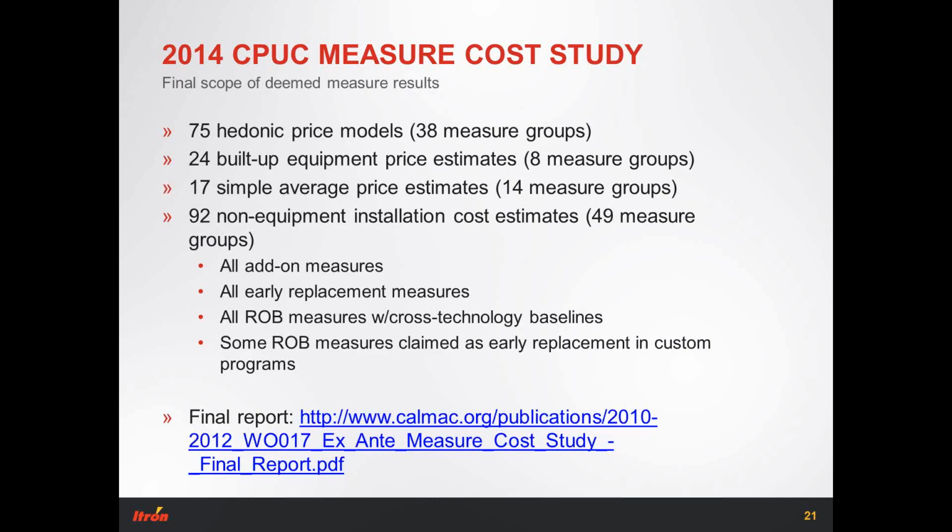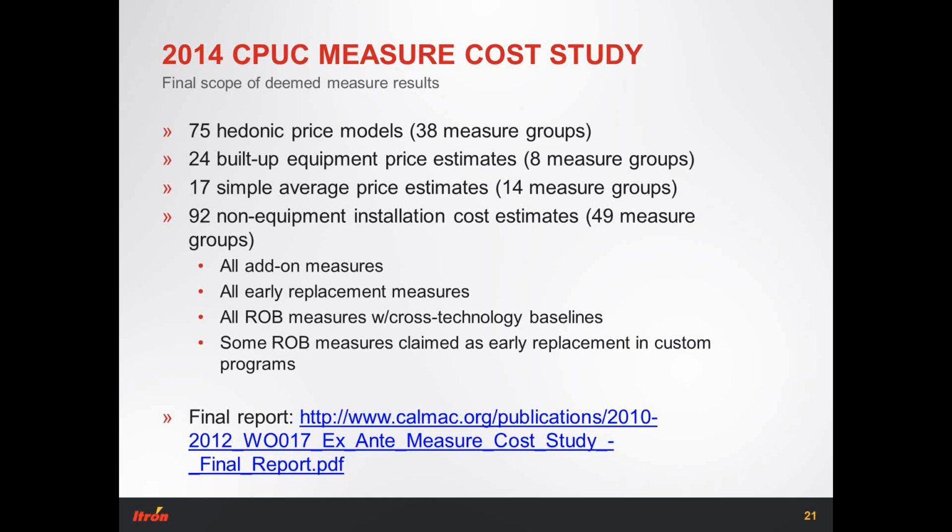In total, through our effort, we produced measure cost estimates for 60 measure groups, and I think when combined with all the various iterations of measure definitions in DEER, it accounts for over 600 individual deemed measures in California. We also had about 92 different installation cost estimates covering 49 measure groups.